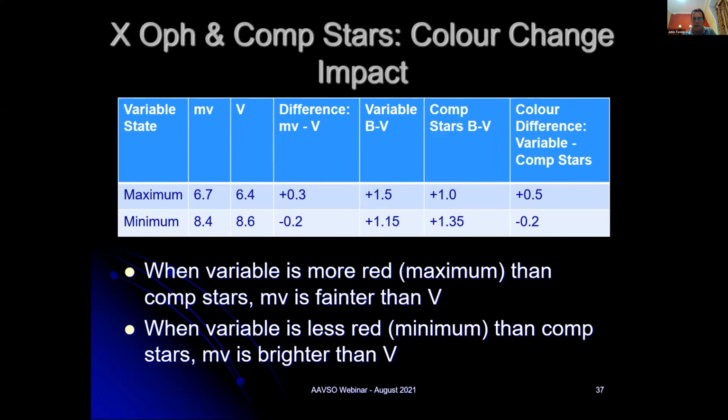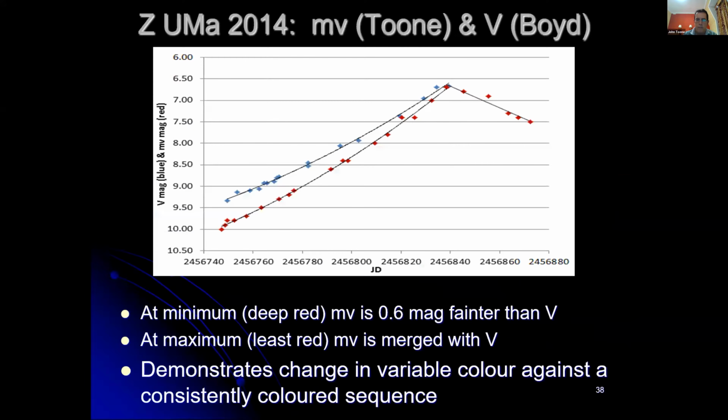And that's why you have the light curve comparison between V and visual, and you see the subtle differences. So when the variable is more red than the comparison stars, visual is fainter than V, and it's reverse the other way around. And here's an example using David Boyd's data compared with my visual data. The visual data is the red below, and this is Z Ursae Majoris coming up from minimum light at magnitude 10 up to maximum light at above magnitude 7.